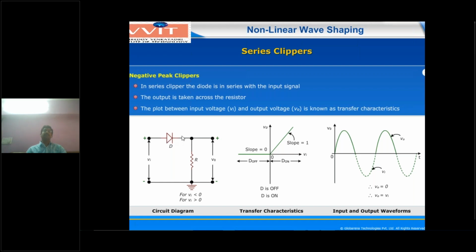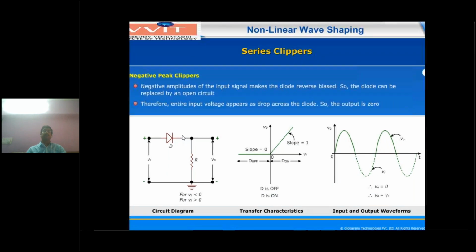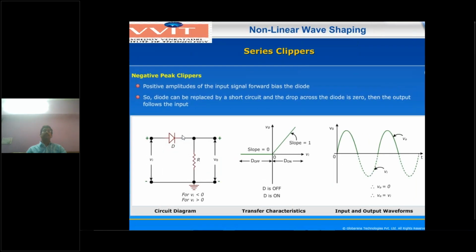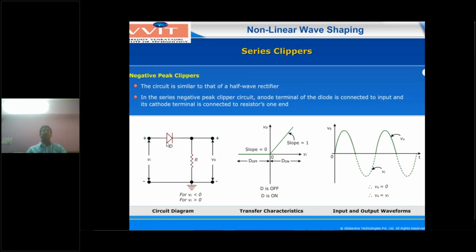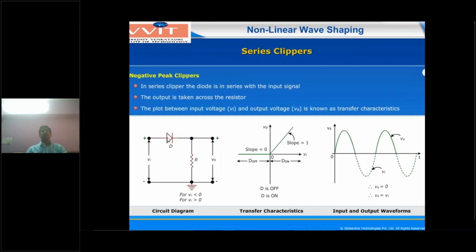Then what is the equivalent diagram? In the equivalent circuit, the open switch condition, the diode is replaced by simply an open circuit. Then the input is not transferred to the output, so the output voltage across the resistor will be 0. That's why the output waveform for the negative peak is shown with a dotted line. The output value will be 0 for the negative peak of the input. Similarly, in the transfer characteristic curve the output voltage is 0, which means the slope equals 0.